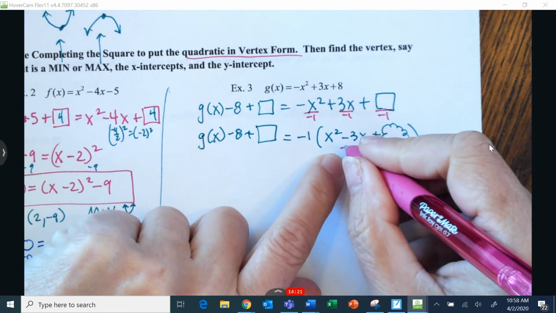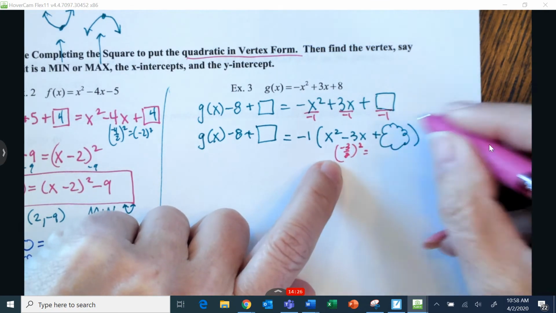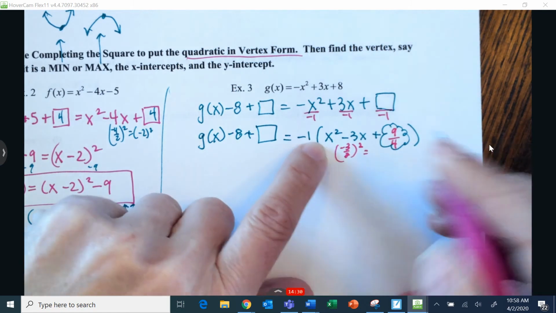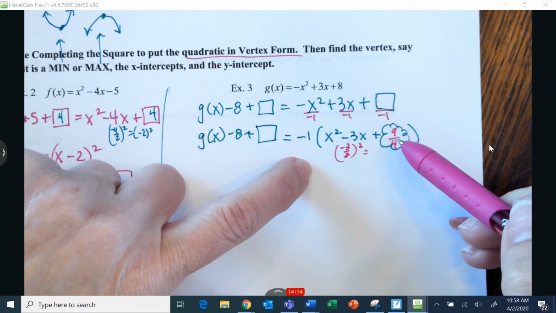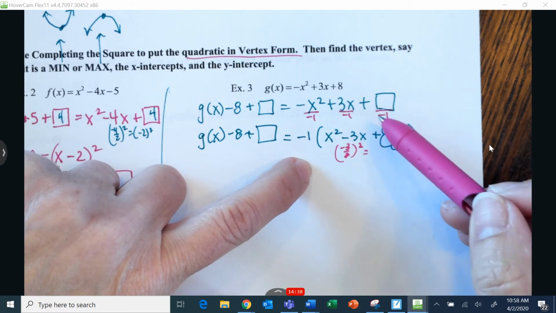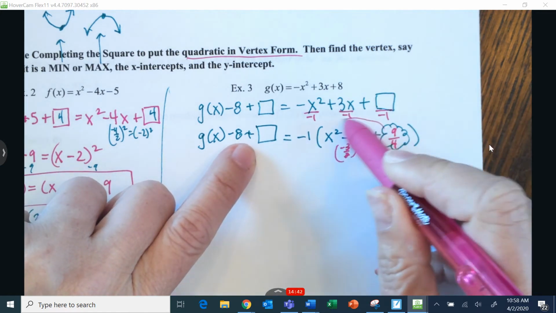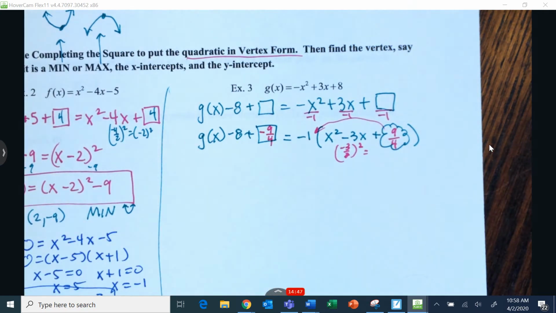I'm going to take negative 3 and divide it by 2 and square it. That's going to give me 9/4. But I do not put 9/4 over here because in order to have 9/4 I had to have divided it by negative 1. So to go back to the other side, the square is going to be 9/4 times negative 1. Negative 9/4 goes over there.